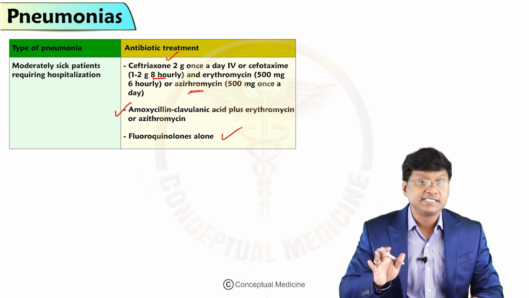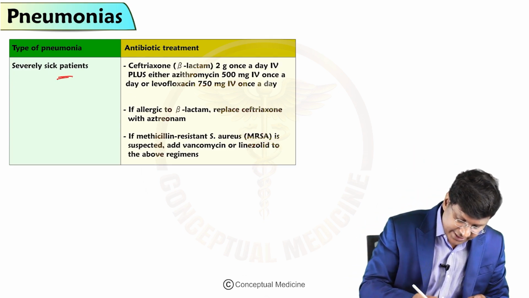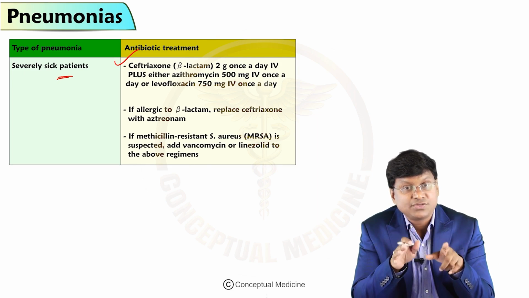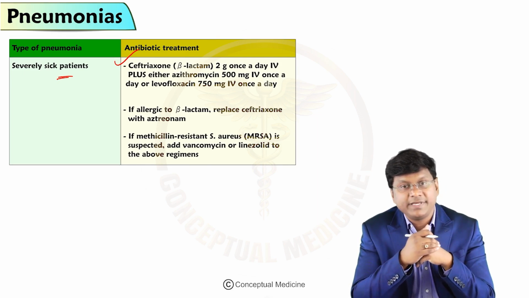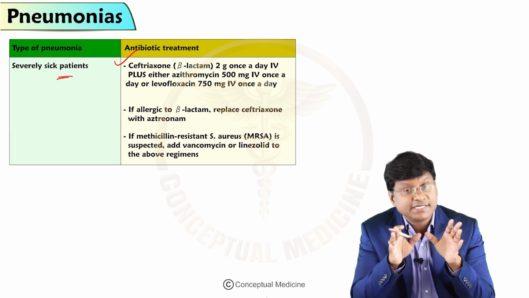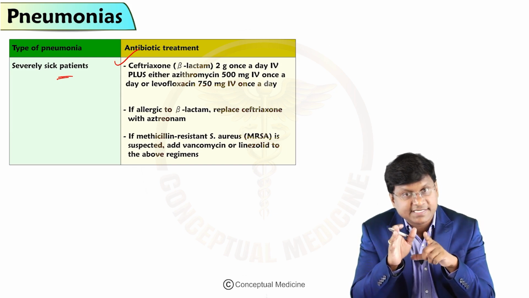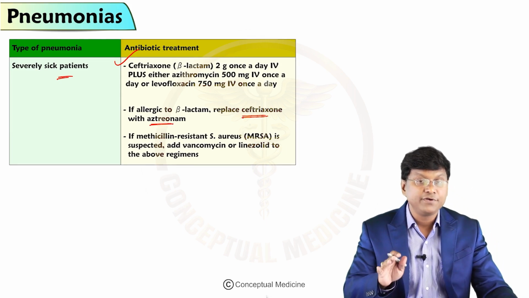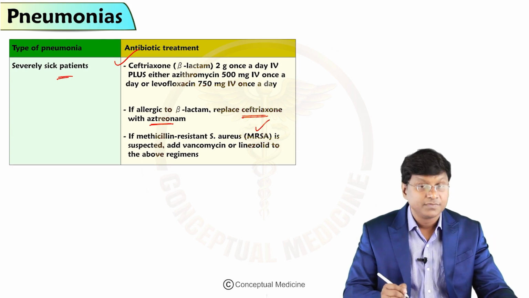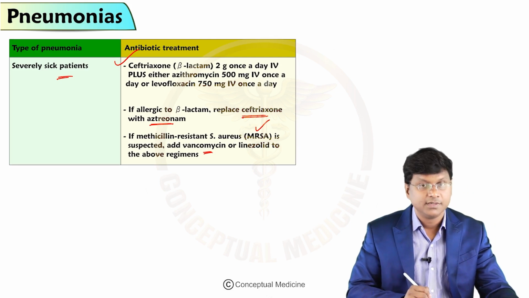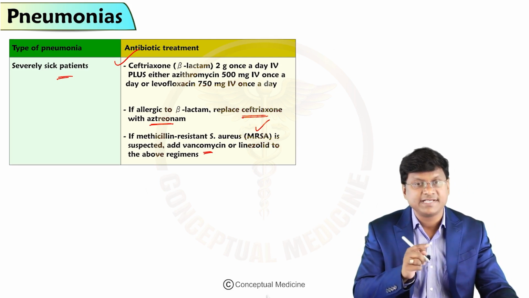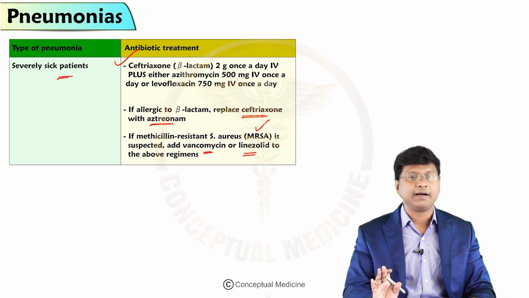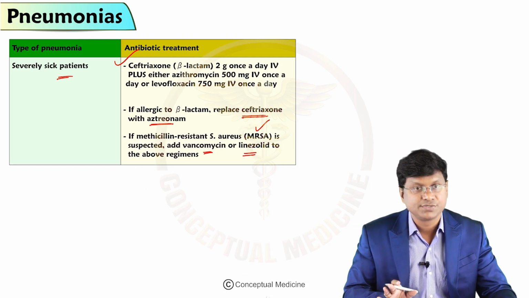Whereas in severely sick patients, in such a case you need to combine ceftriaxone 2 grams once a day plus azithromycin, or levofloxacin has to be combined. Suppose the individual is allergic to beta-lactam group of antibiotics, then in such a case the ceftriaxone has to be replaced with aztreonam. And if you are dealing with the MRSA group of organisms, then you need to add vancomycin. And if the individual is having VRSA, that is vancomycin resistant Staphylococcus aureus, then you need to add linezolid to the above regimen. That is in severely sick patients.